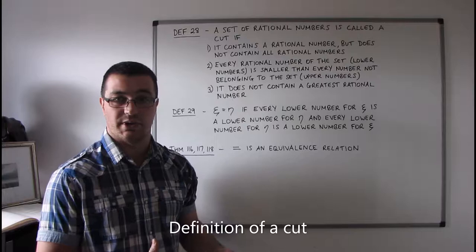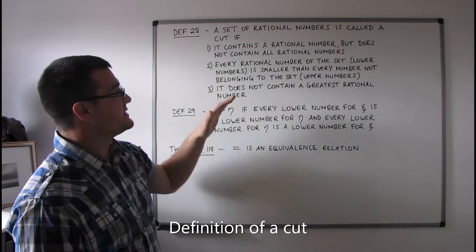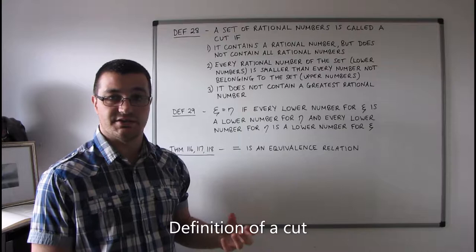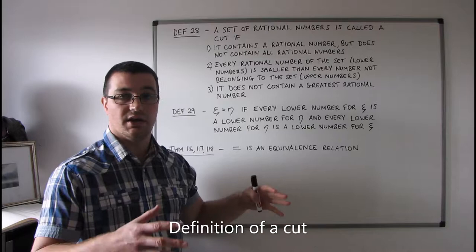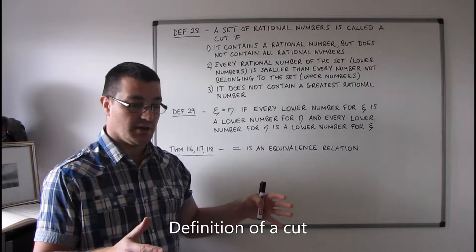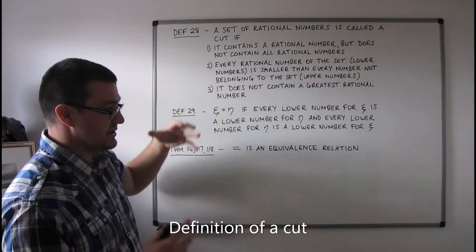The first criterion here guarantees that the empty set is not considered to be a cut, nor if we just took the set of all rational numbers, that would not be considered a cut either. So a cut is some genuine, proper subset of the set of rational numbers, but not just any subset. It's got a bit more structure to it than that.